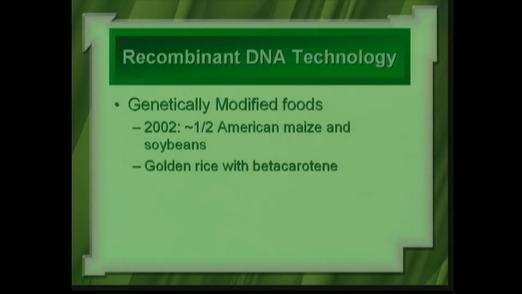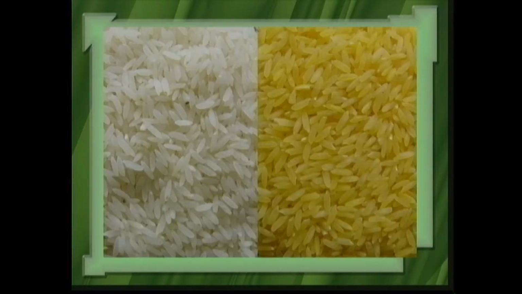Another kind of genetically modified food is called golden rice. Here we have white rice, and here we have golden rice. They've actually inserted genes into the rice plant to produce rice that has beta carotene.